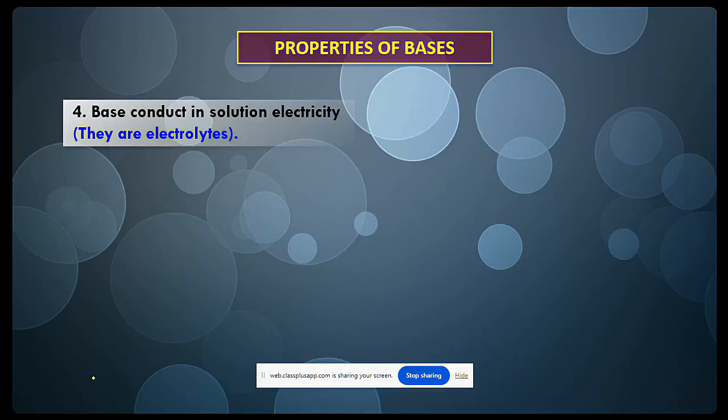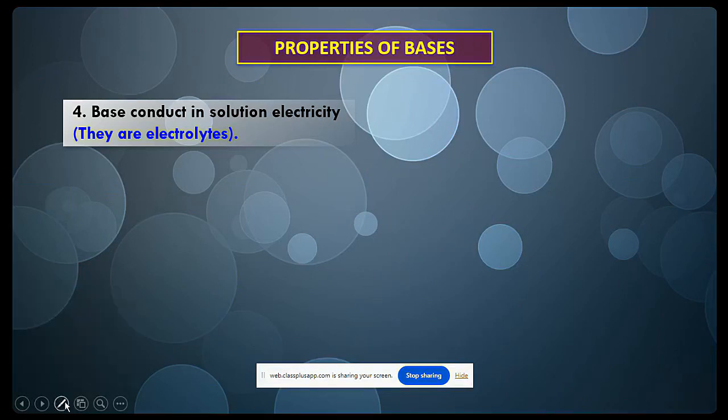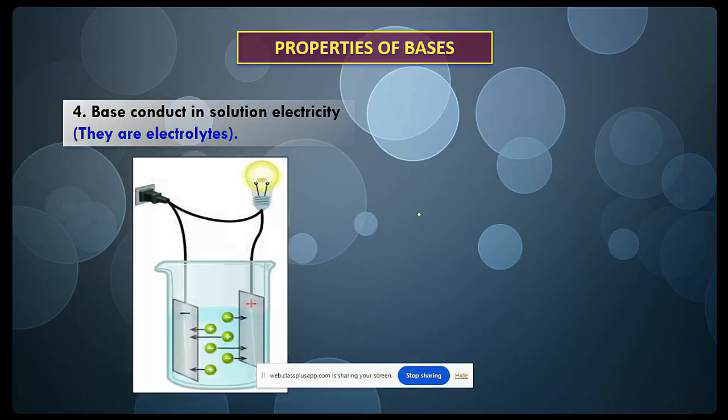So far, how many properties have we discussed of bases? Three properties. Let me recall. First one is bitter to taste. Second one is soapy to touch. Third one is red litmus turns to blue litmus. And the fourth one, bases conduct electricity in solution. Like acids, bases also conduct electricity. So how many properties are over? Four properties. Bases also conduct electricity and they act as electrolytes.